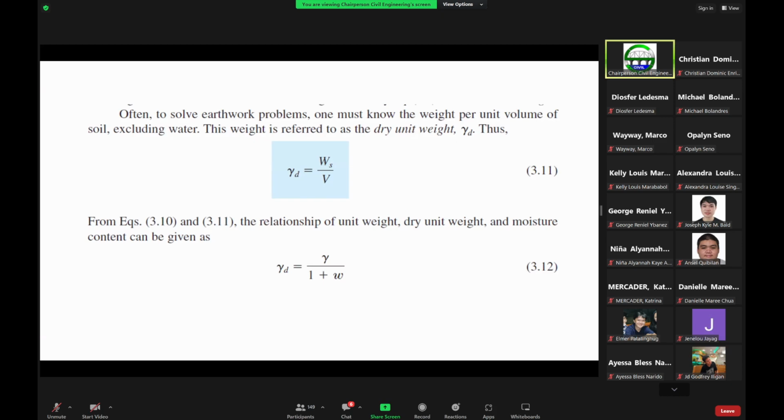For example, in laboratory works, you can determine the total unit weight. You can also determine the moisture content. You will be doing this in the lab, for your laboratory subject. So if you have these two pieces of information, then you can compute the dry unit weight. In the geotechnical reports that we normally prepare, we normally provide the dry unit weight.